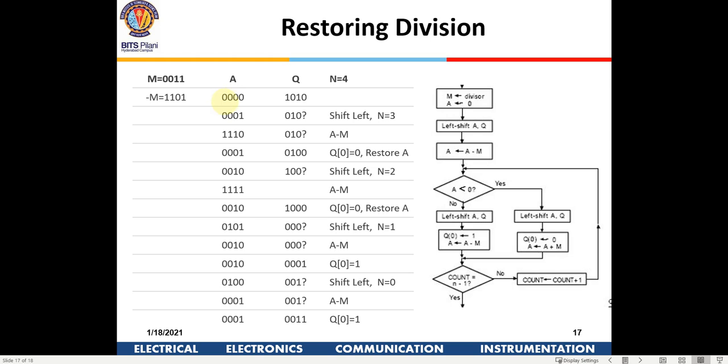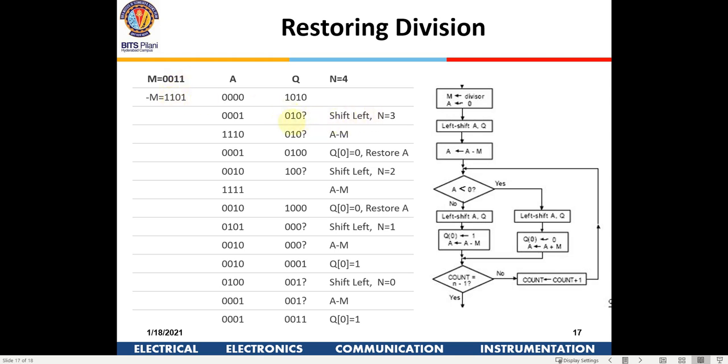Initially we have initialized A as 0 0 0 0. The number which is to be divided is 10, which we have written as 1010 out here. We are going to divide 10 by 3, so we have written M is equal to 3. This is minus 3, right?